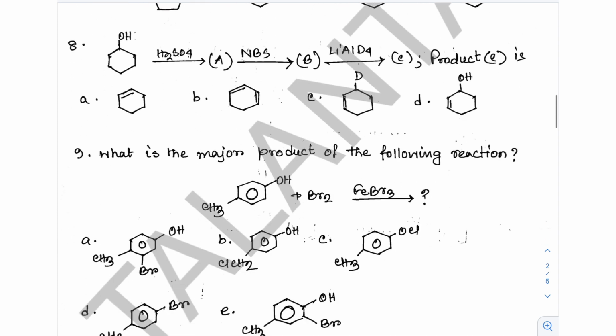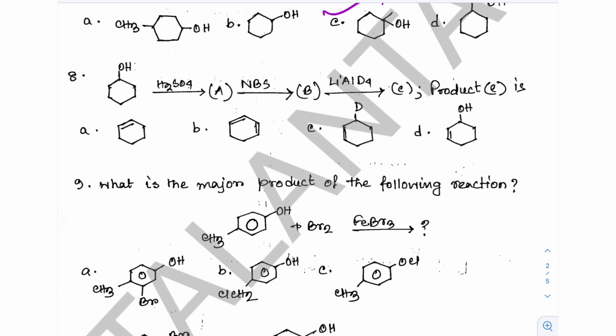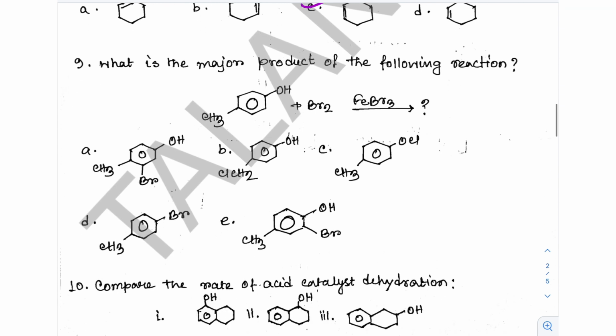Next, question 8. This cyclic alcohol is being treated with H2SO4. So in the first step, dehydration takes place. So we'll get cyclohexene. Then it is being treated with NBS. NBS helps to monobrominate at the benzylic and allylic carbon atom. So here monobromination takes place at the allylic carbon, then with LiAlD4, Br will be substituted by deuterium. So this D. So option C is the correct answer. Next, question 9.